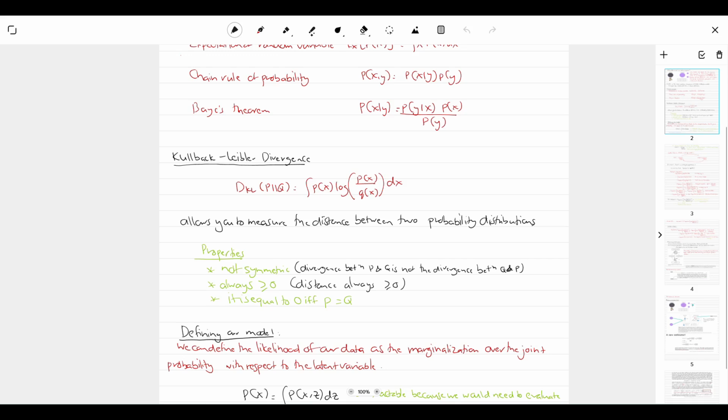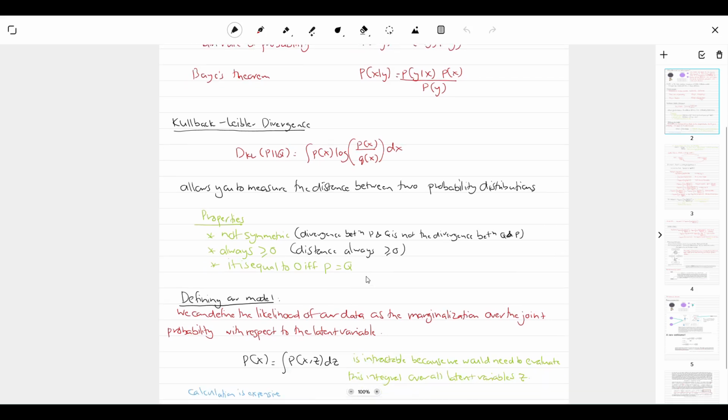It's important to remember some properties of KL divergence. First, it is not symmetric, meaning the divergence from P to Q is generally not the same as the divergence from Q to P. It's not a true distance metric. And second, it is always greater than or equal to 0. The divergence will be 0 if and only if the two distributions P and Q are identical. This is the property we exploit in the variational autoencoder. We push the learned distribution to be as close to our target as possible by minimizing the KL divergence in our loss function.